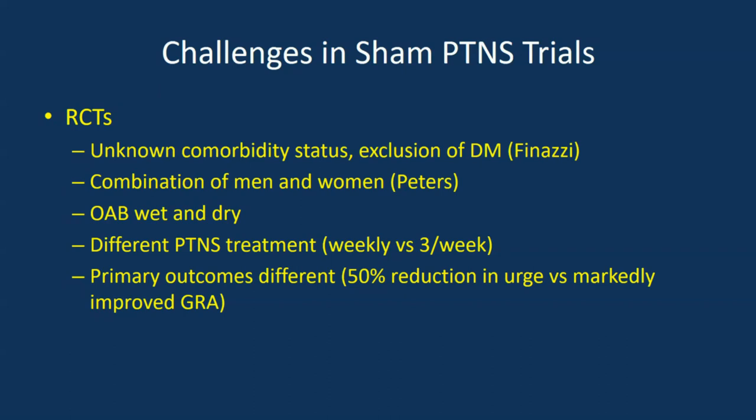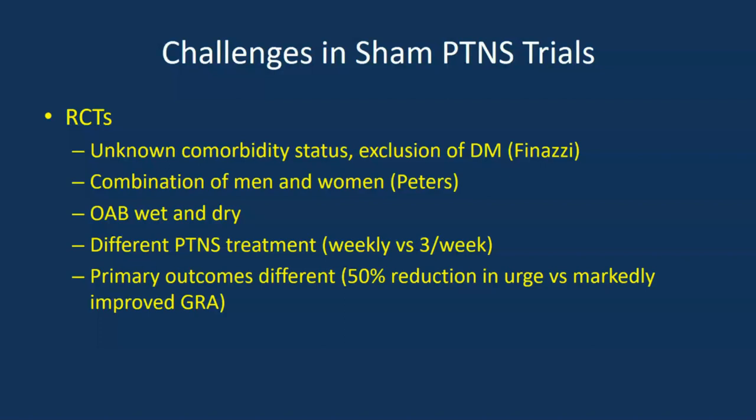I've looked at this and other data and put together a handful of, I won't call them criticisms, but definitely things that we worry about with these sham trials. There's an unknown comorbidity status. Are they excluding certain types of patients? Combination of men and women, we look at those patients a little bit differently because we know the prostate introduces its own level of challenges in some of the OAB dry patients typically. Are we looking at OAB wet and dry patients?